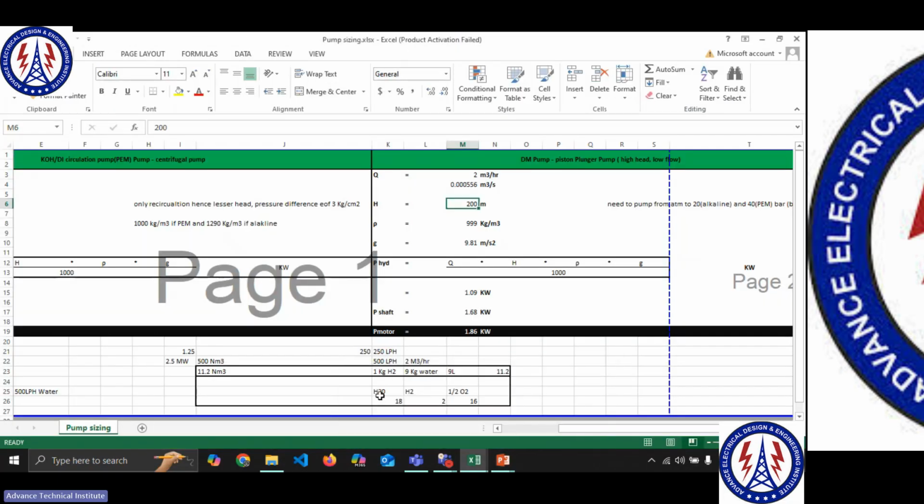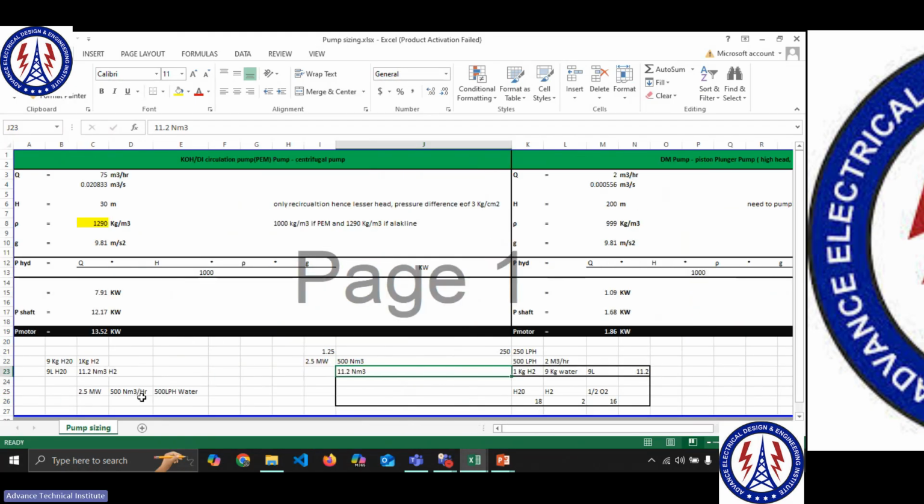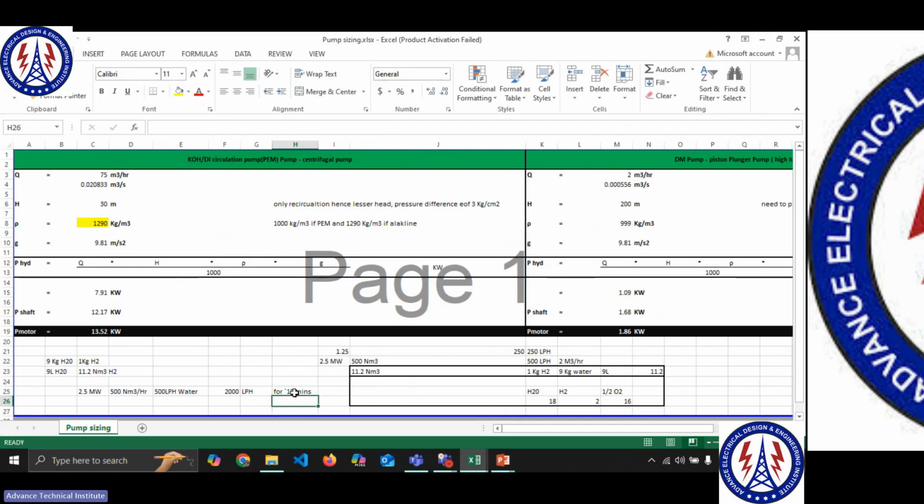Now, our assumption is that we need to run it for 15 minutes and we should be giving 500 liter to the system. So our flow, can I safely say, is equal to 500 into 4. I need to supply 2000 LPH for 15 minutes. If I supply 2000 LPH for 15 minutes, I'll get 500 liters, right?